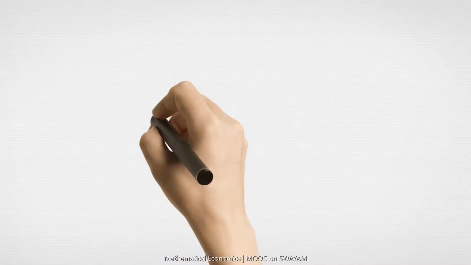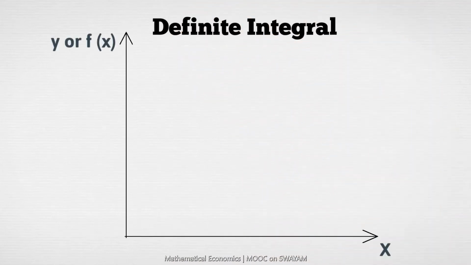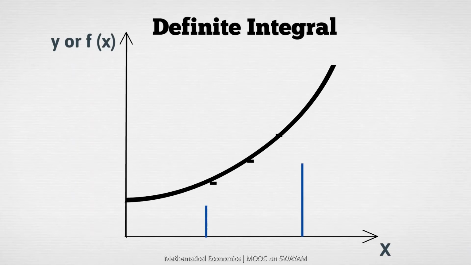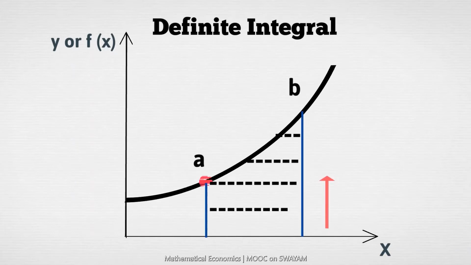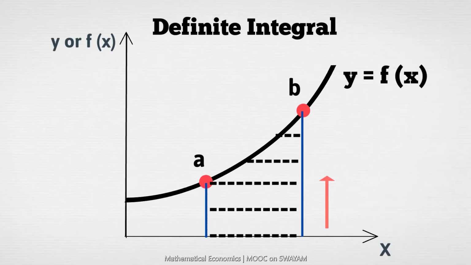By definition, definite integral represents the area under a curve above the x-axis and between two defined values x is equal to a and x is equal to b. This is the graph of the function y is equal to f of x, and we want to find the area under this curve and above the x-axis between 2 points x equal to a and x equal to b.